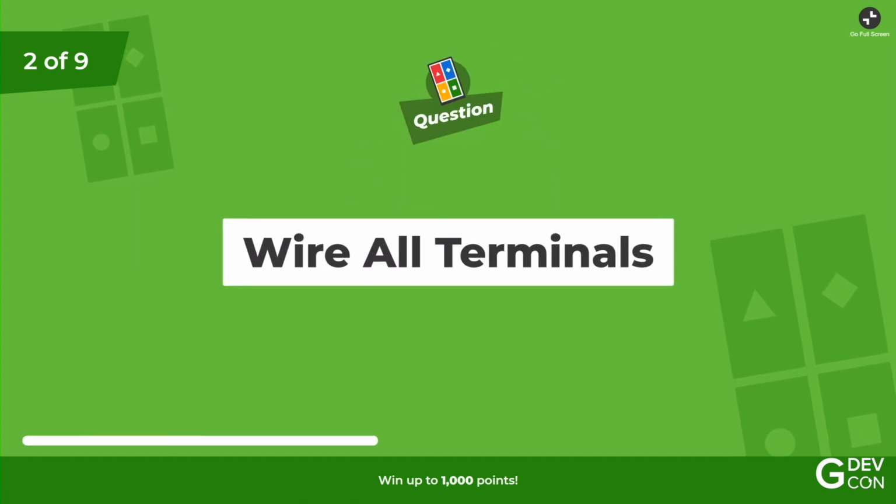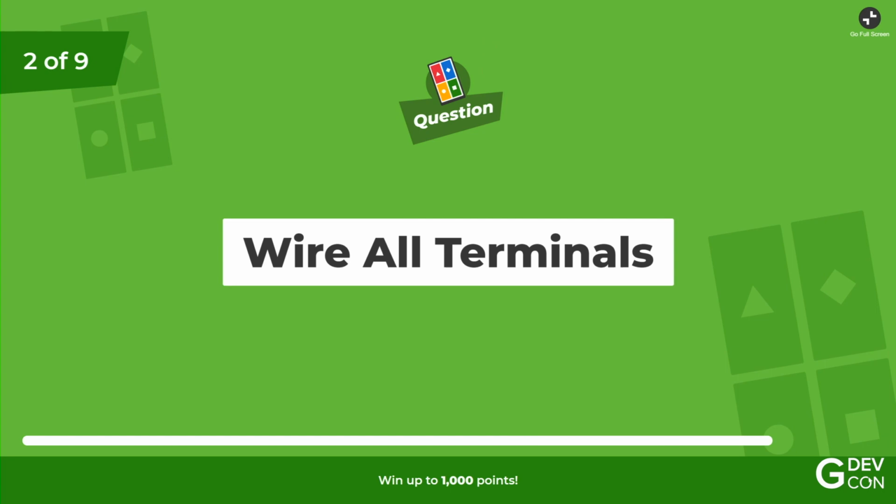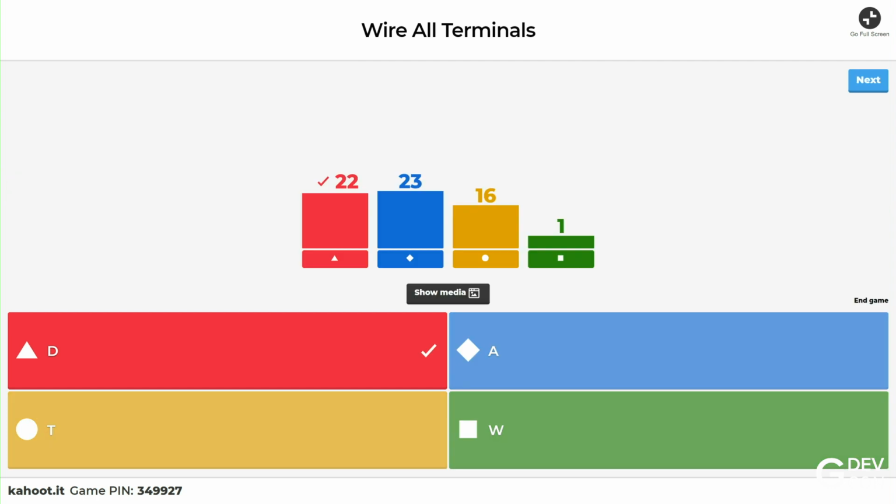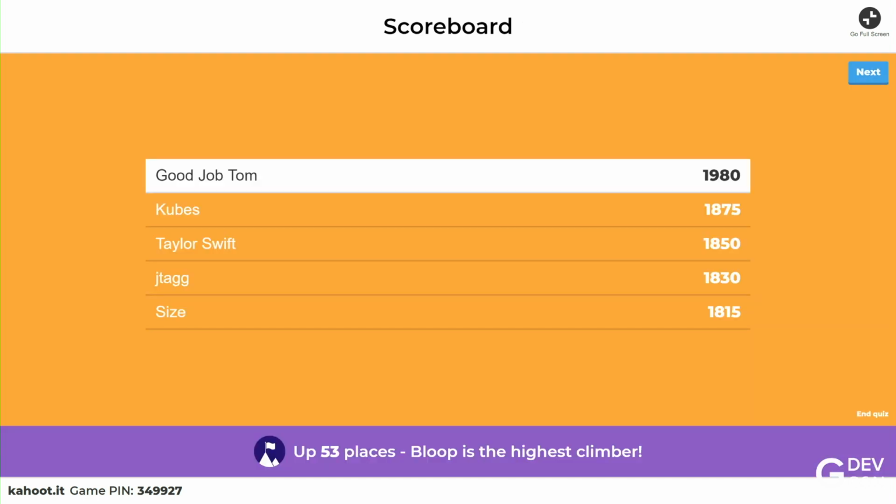Yeah. Cool, let's see. Okay, next question. We want to wire all terminals. So we're going to create constants or controls. Is it D, A, T, or W? How many? Oh, we have up to 50 answers. Good, 60. The answer is, of course, D. Despite there not being a D anywhere in wire all terminals. So, good job, 22 of you. Again, good job, Tom is still in the lead.